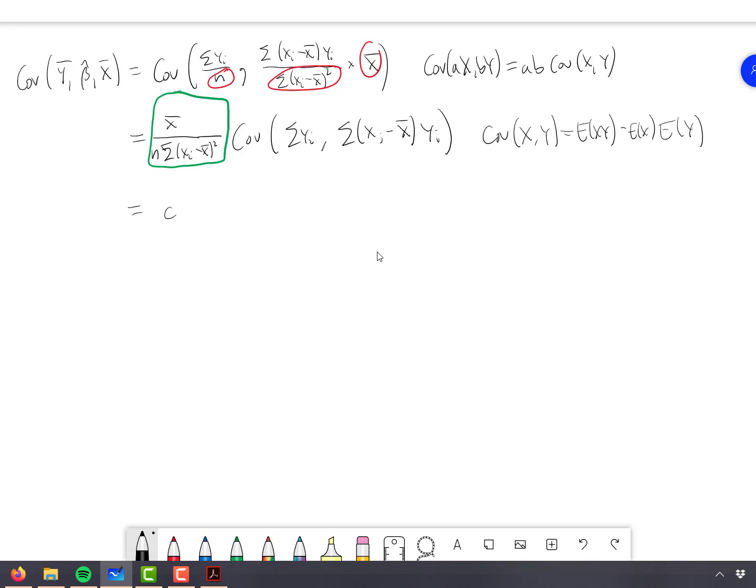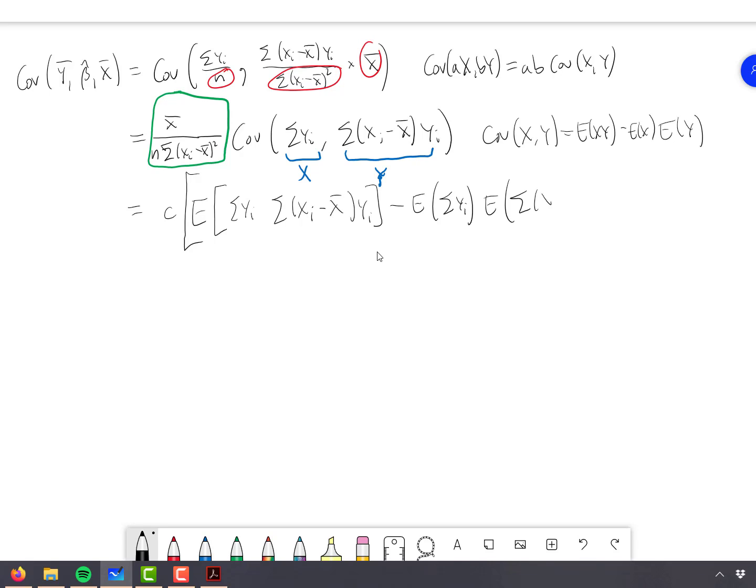And so we're going to apply this to our next step here, where we're going to have the expectation of x times y, or in our case, this is our x, and this term here is our y based on that equation. So we have the expectation of the sums of our yi times the sums of our xi minus x bar, yi, minus the expectation of just the sums of our yi times the expectation of the sums of our xi minus x bar, yi. I'll just quickly tweak that to make it a little more y-ish. Okay.